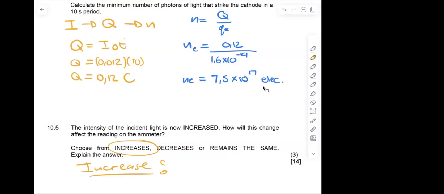Spongo says I must please repeat the reason. So for 10.5, we are increasing the intensity of the light. When I increase the intensity of the light, what does that do? It's going to liberate more electrons, right? So more photons equals more electrons. It doesn't change the energy, but it changes the number of electrons. But the number of electrons per second is still going to be more current, more charge per second. So my ammeter will then show an increased reading. Spongo, I hope that helps you again there.